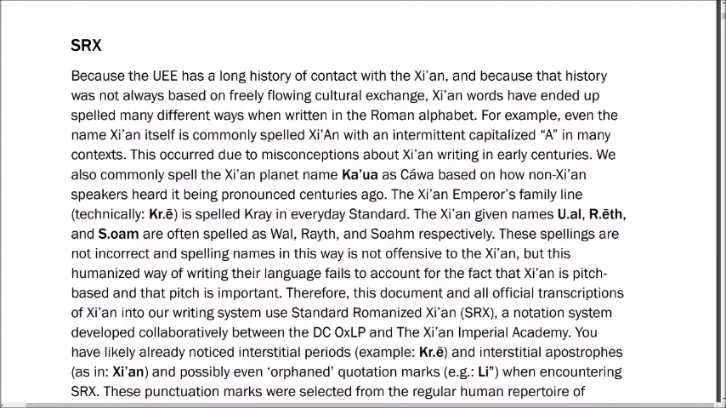The Xi'an given names U.A.L., R.E.T., and S.O.M. are often spelled as Wal, Wraith, and So-M respectively. These spellings are not incorrect, and spelling names in this way is not offensive to the Xi'an. But this humanized way of writing their language fails to account for the fact that Xi'an is pitch-based and that pitch is important.